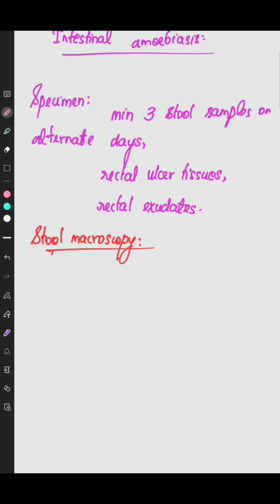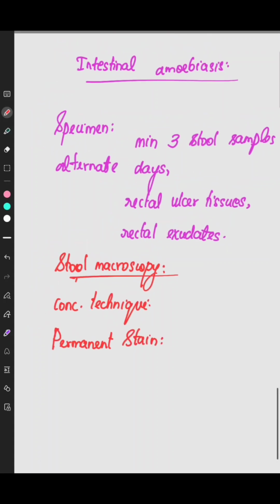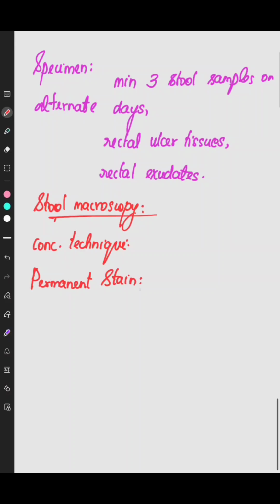Now I have told you that in stool macroscopy, it will be foul smelling and dark red colored, mixed with mucus and blood. You can use concentration techniques by using the formalin ether sedimentation method. And then permanent staining is done by using trichrome or hematoxylin stain, so that you can examine the stool.